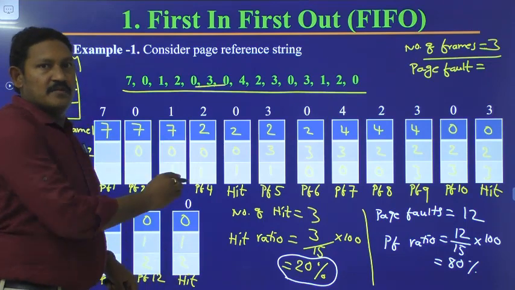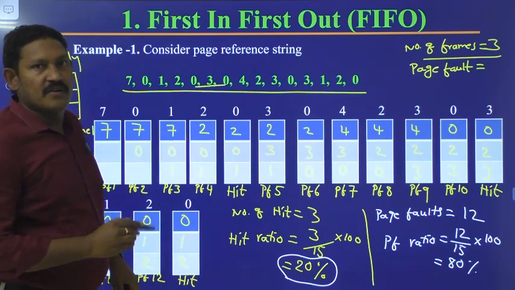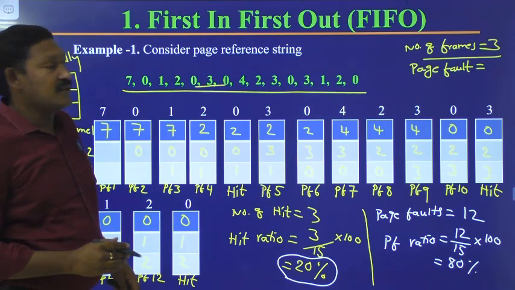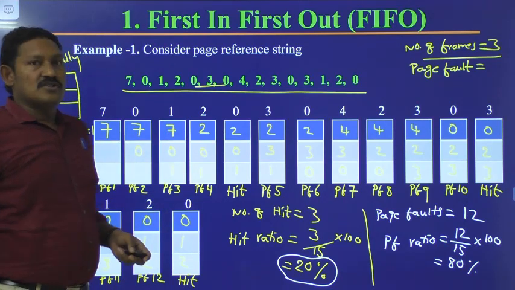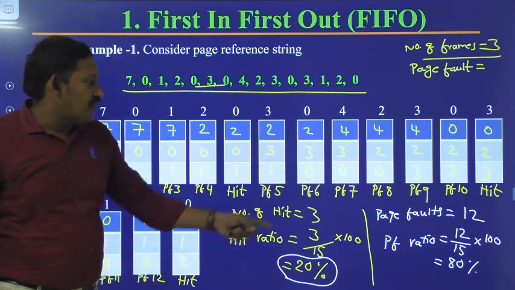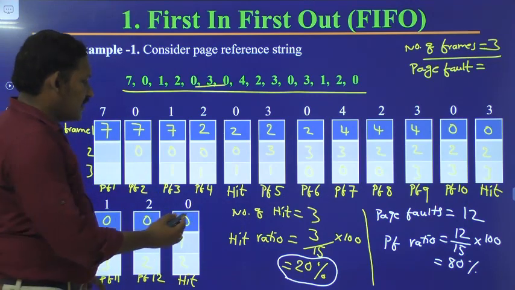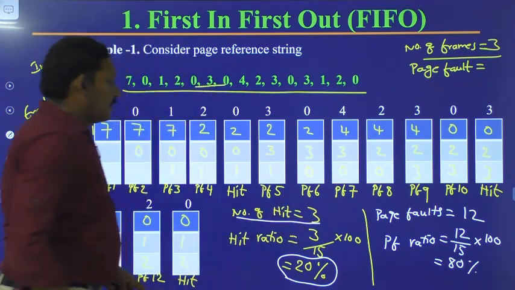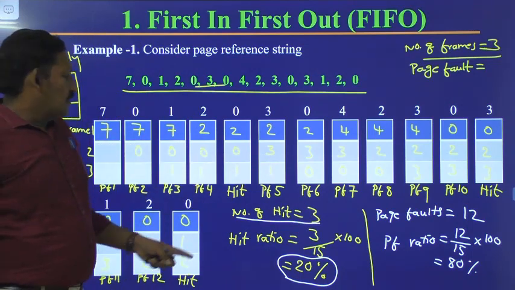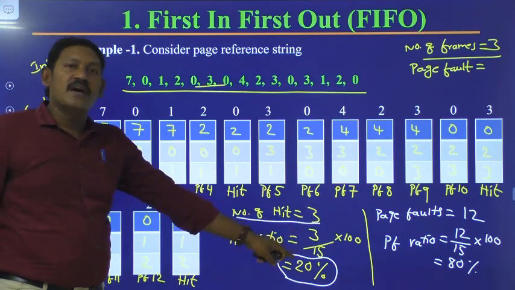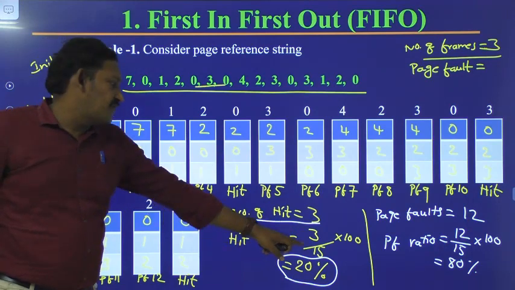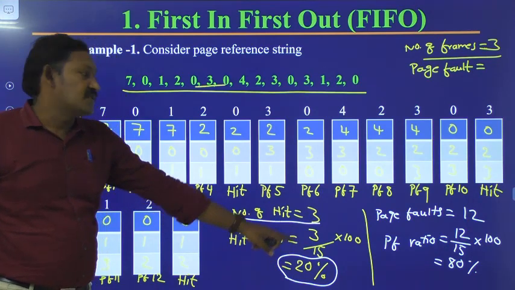Frame 1, frame 2, frame 3. Next frame 1, frame 2, frame 3. For your convenience we have explained like that. This is the way we perform the first in first out page replacement algorithm. Finally we got total number of hits 3, total number of page faults 12. So hit ratio is total number of hits by total number of reference strings, which is 15. 3 by 15 into 100, we got 20%.